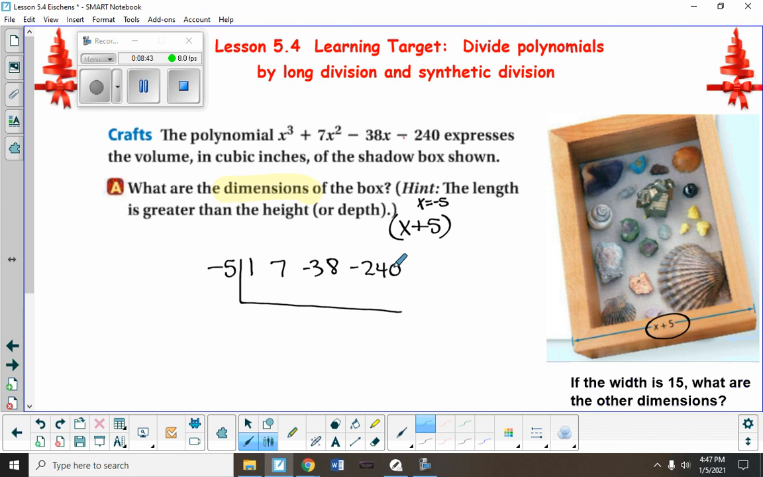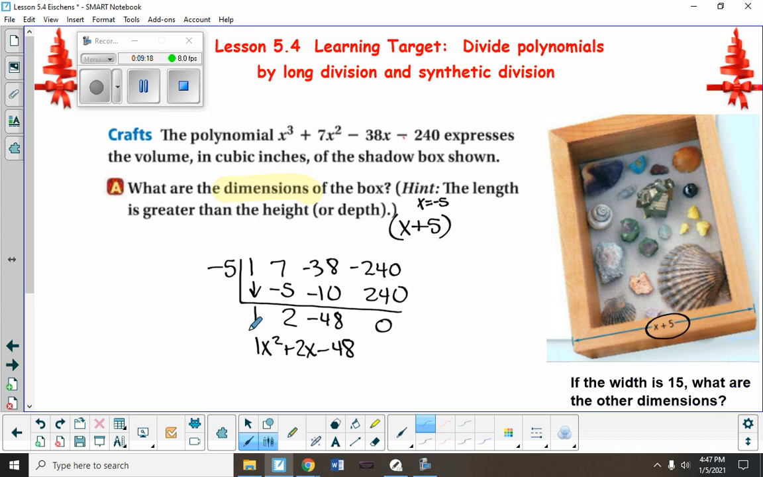All right, so we're going to start out by bringing down the 1. So then we have a negative 5. Now we have a 2. That would be a negative 10. That would be a negative 48. And that would be a positive 240. And when we add that, we get 0. So there's no remainder. So then the polynomial would be 1x squared plus 2x minus 48.